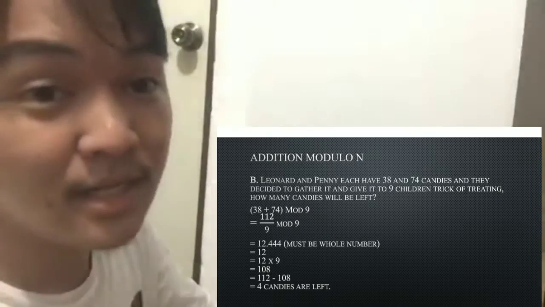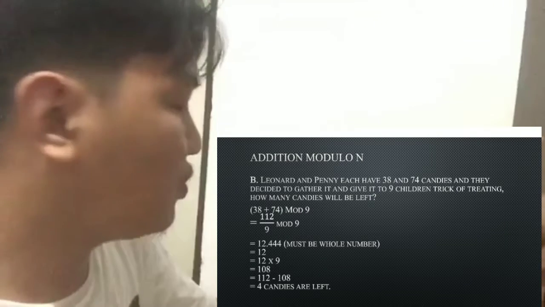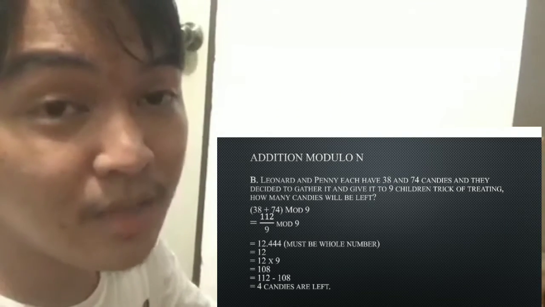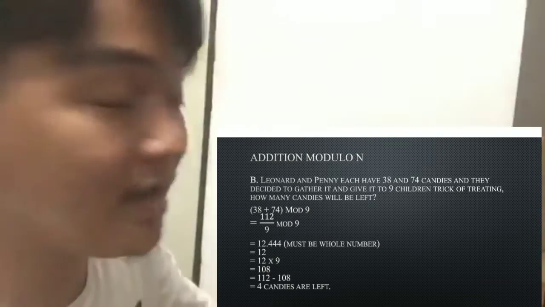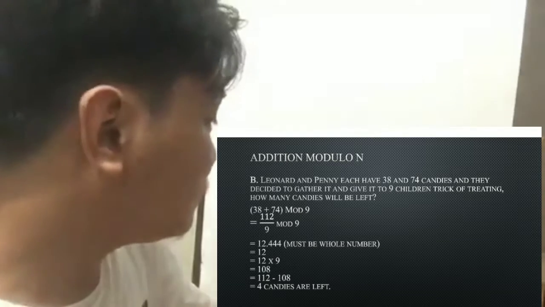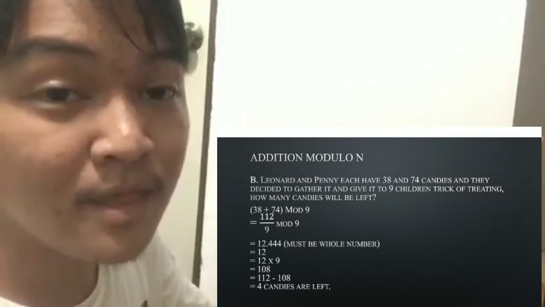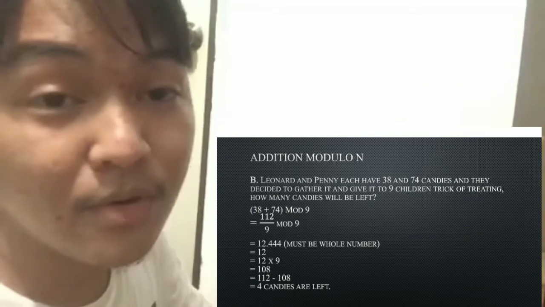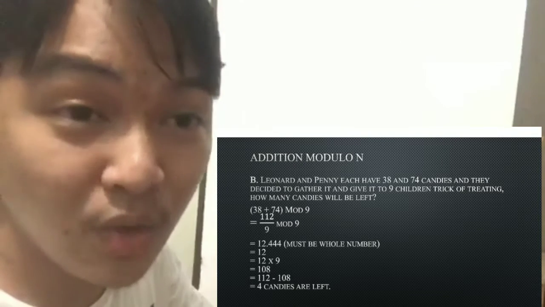The answer is 12.444. Since, like earlier, we need whole numbers, we will only get 12. And then, the next step is 12 multiplied by the mod. So, 12 multiplied by the mod is equal to 108. Then, 112 minus 108 is equal to 4. And that is the answer. So, the answer is that 4 candies are left. Remember, the answer must always be lower than the mod.